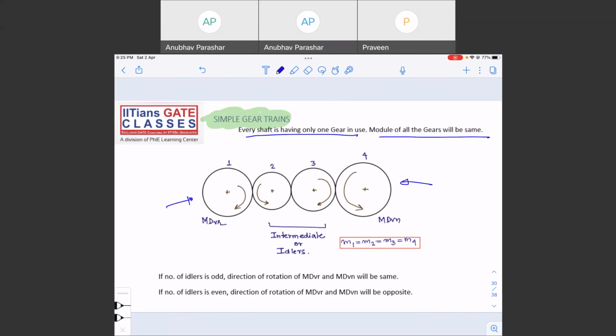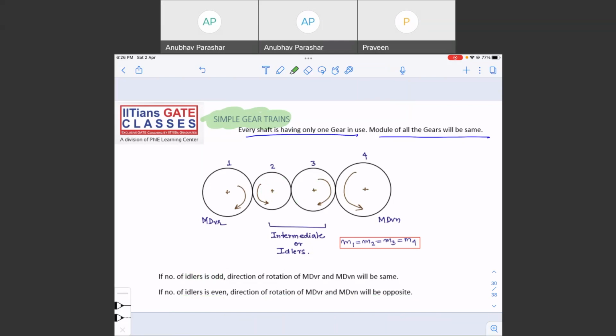So what exactly is happening here? 1 is driving 2, then 2 is driving 3, 3 is driving 4. That is how it is happening, right? Now there is something to learn here. If the number of idlers is odd, then the rotation of the main driver and main driven will be same. If the number of idlers is even, the direction of rotation of main driver and driven will be opposite.